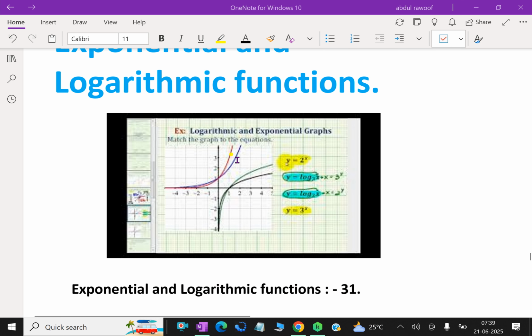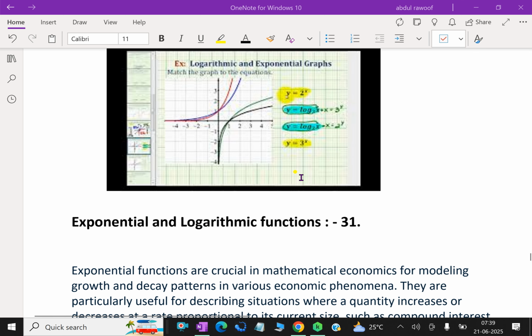Here, this is a graph of logarithm and exponential functions. y equal to 2 power x, and its inverse becomes logarithmic, that means y equal to log base 2 of x. Now, exponential and logarithmic function.